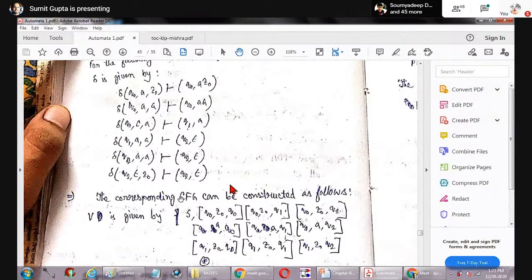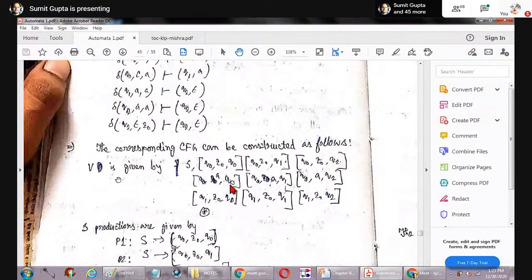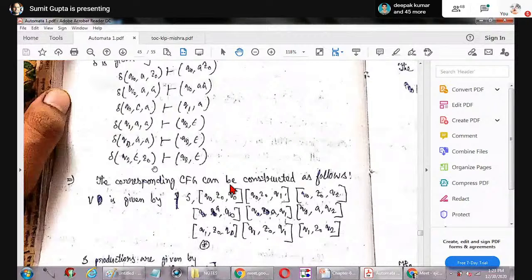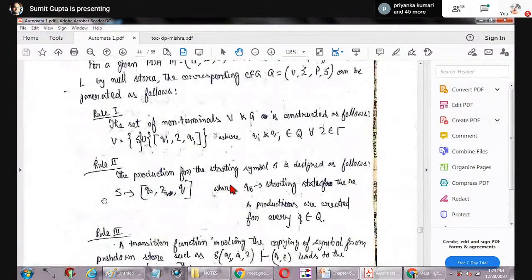So you can see Q0 Z0 Q0, Q0 Z0 Q1, Q0 Z0 Q2. So all these sets will now be part of capital V. And from where have we got this? We have got it from here. See properly. From where have we got the capital V? Capital V we have got from rule 1, which stated, what did rule 1 say?